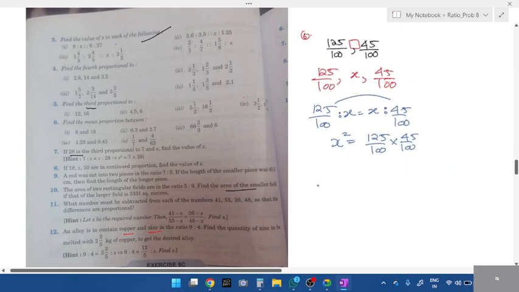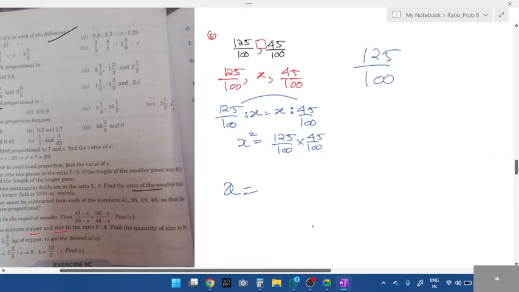You can reduce it. Before shifting, reduce 25. 125 and 100. How many times can we reduce it, students? 5 into 25, 5 into 20. 5 fives are 25, 5 fours are 20. Is it clear?